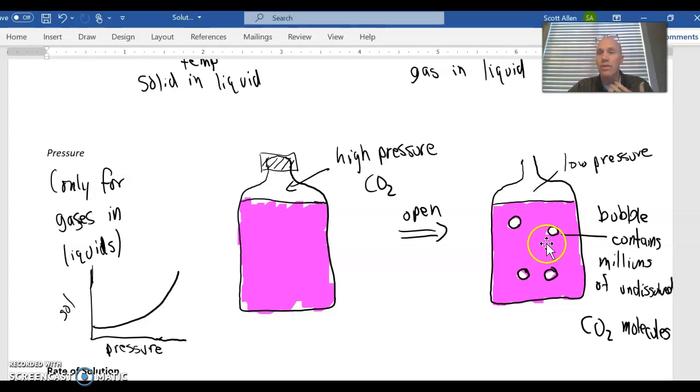Remember, the bubbles that you see in carbonated water are not dissolved in it. Each of those bubbles would contain literally millions of carbon dioxide molecules, and that happens because of this relationship between pressure and solubility.